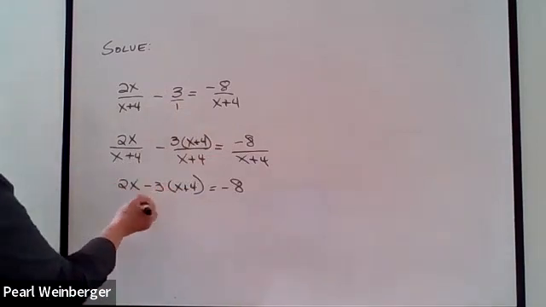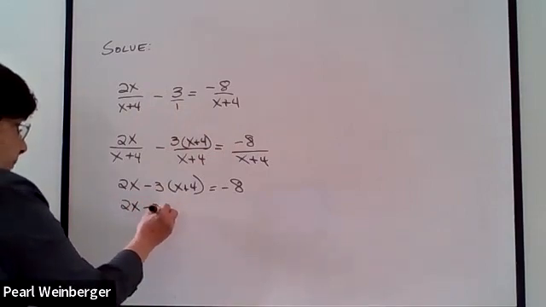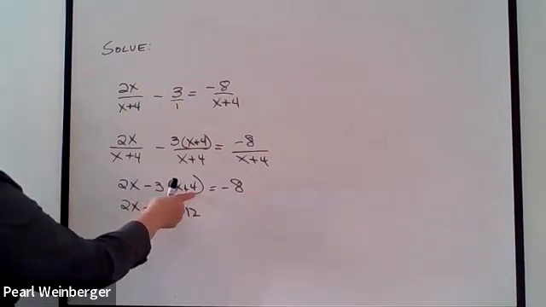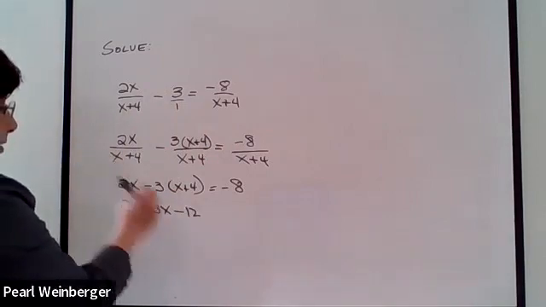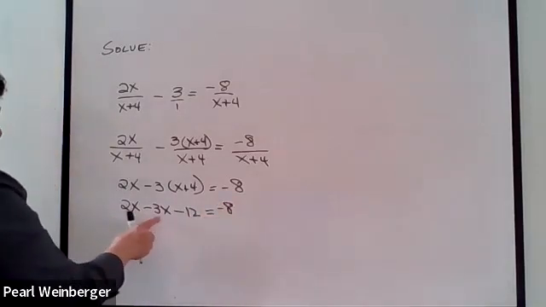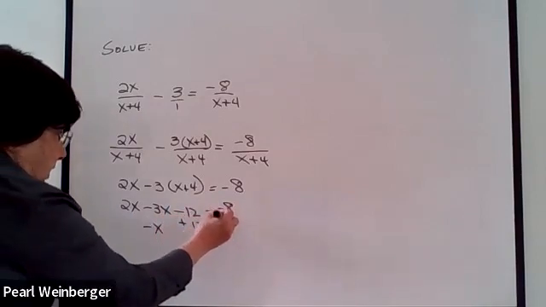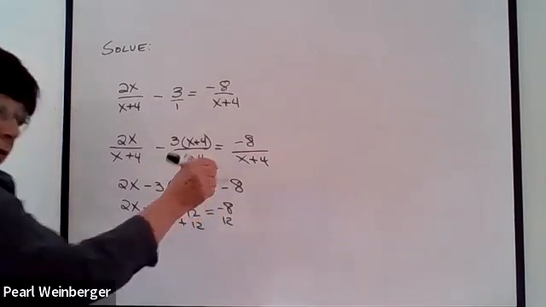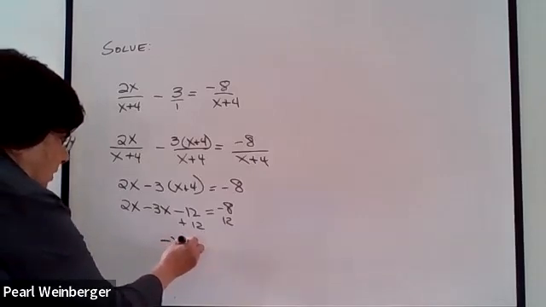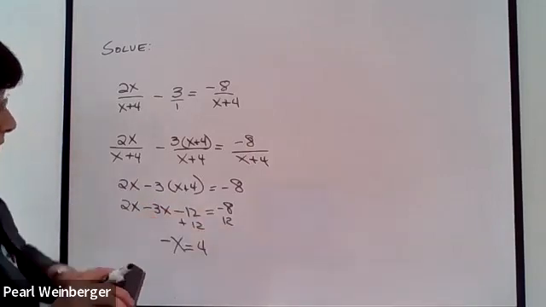And now I go ahead and remove the parentheses. This gives me 2x minus 3x minus 12. Remember, because I'm multiplying the 4 by the -3, it's giving me -12, equals -8. And 2x minus 3x gives me -x. Of course, I have to add 12 to both sides. So this gives me -x equals +4, because -8 plus 12 is 4.